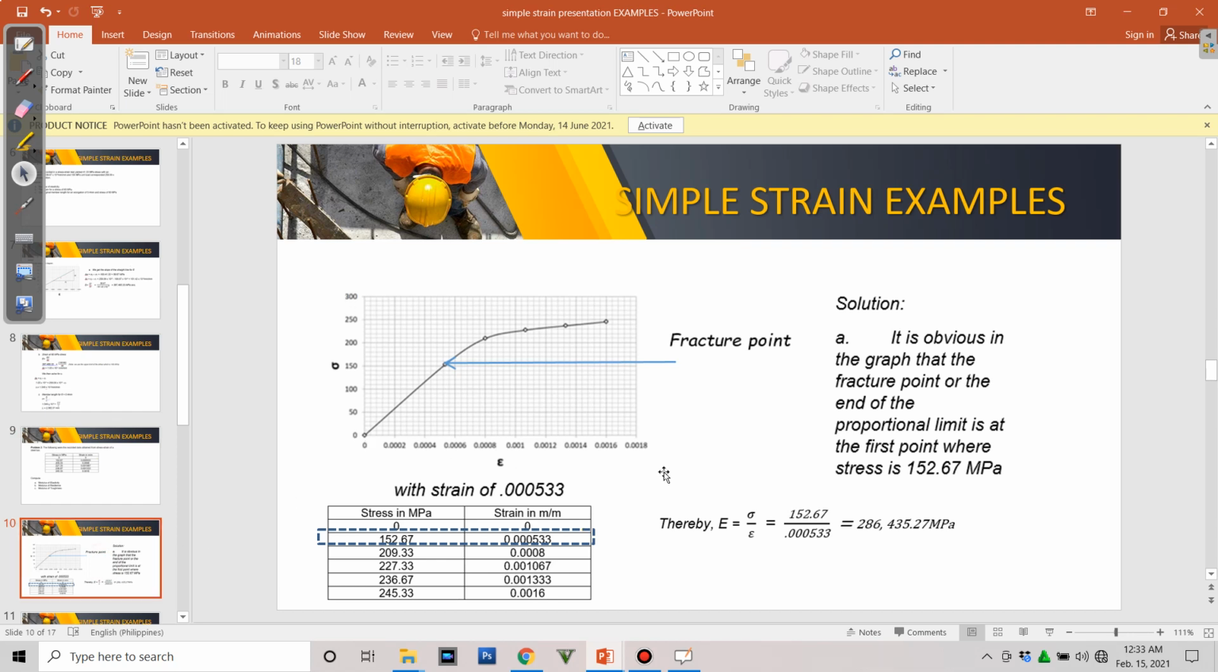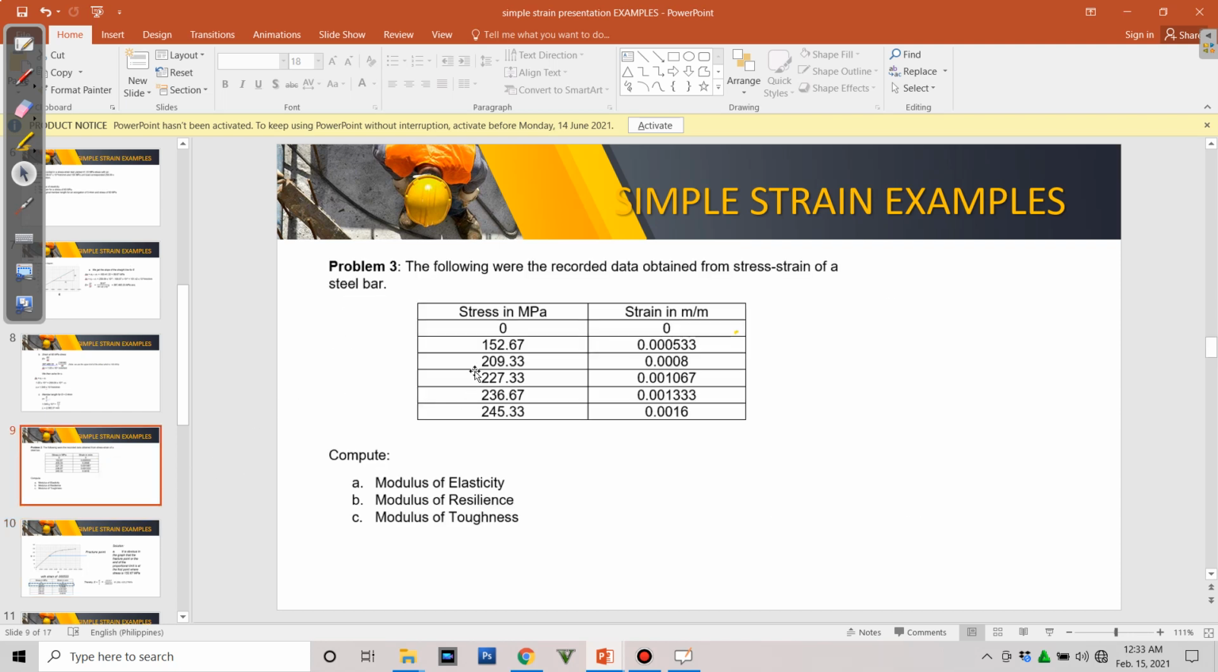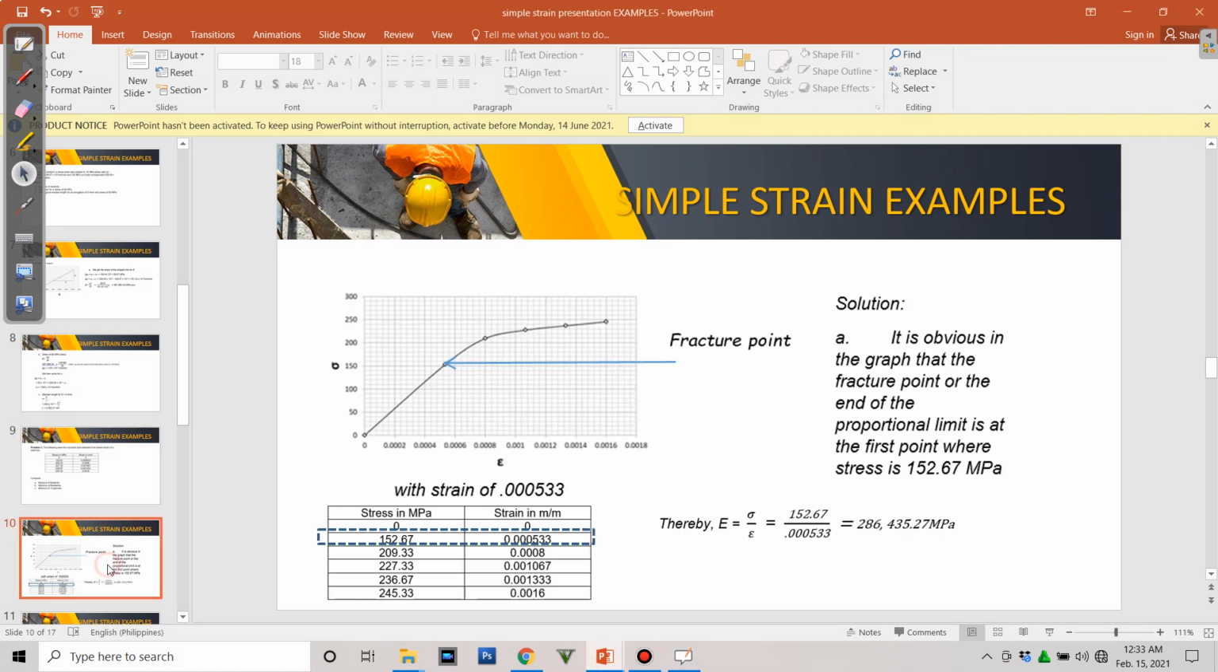So let us start by graphing the data given. This is a direct graph because your given is already in terms of stress and strain. It is just a matter of putting those values into your graph. Here's the graph.